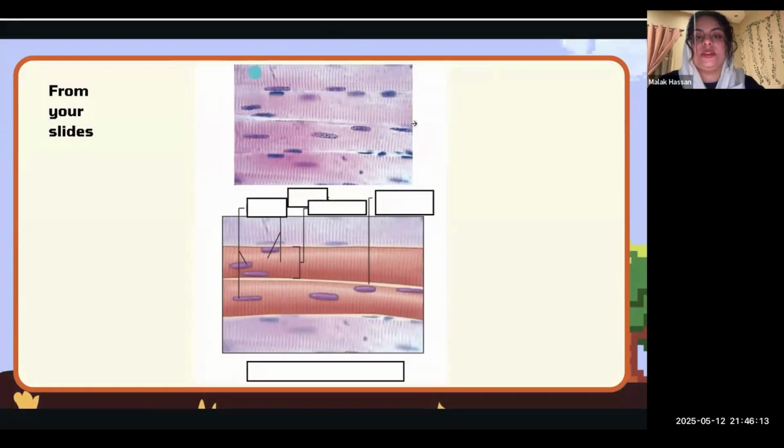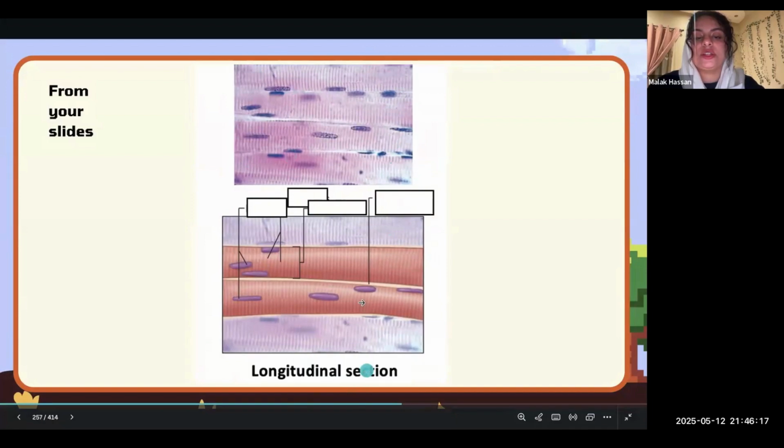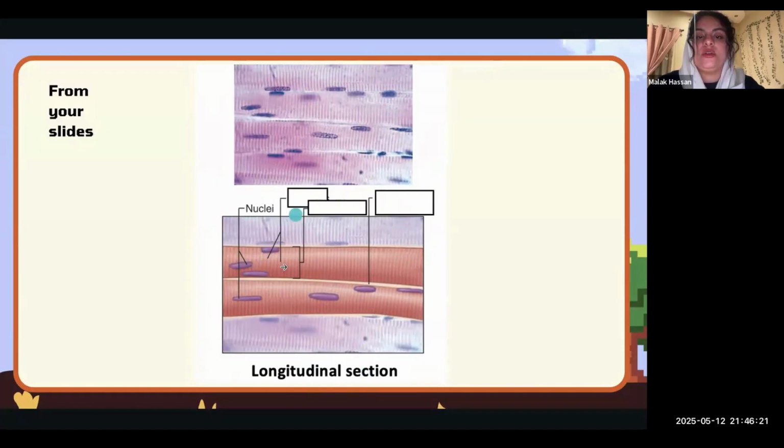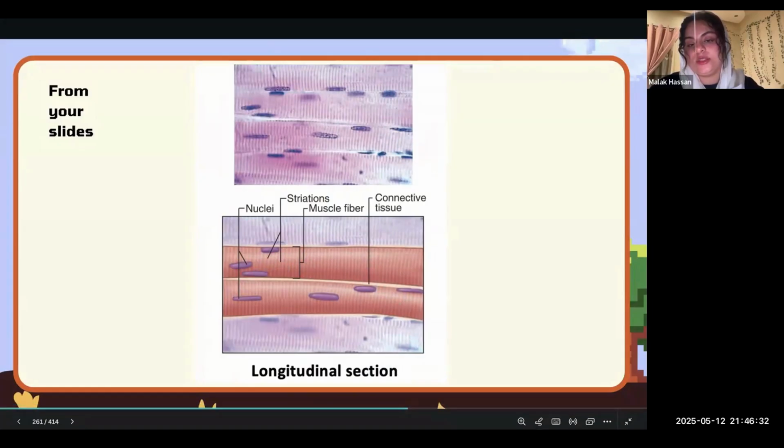Then you have this. What do we call this appearance? Striated, and it's a longitudinal section. What are these? These are the nuclei. What are these? Striations. What is this? A muscle fiber. And what is this? This connective tissue surrounding it is the endomysium.